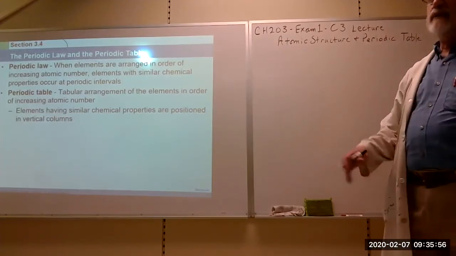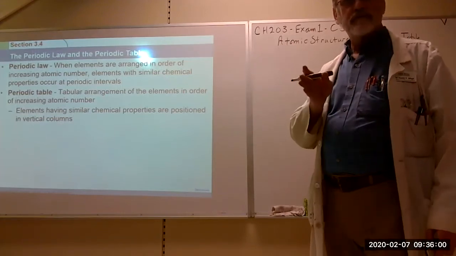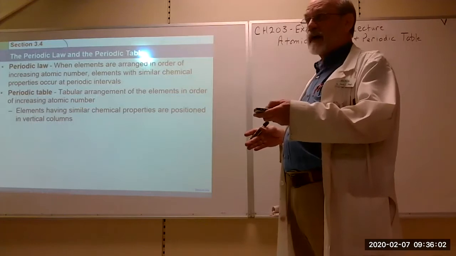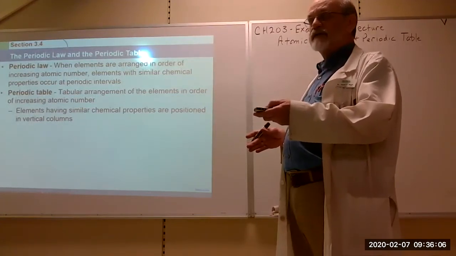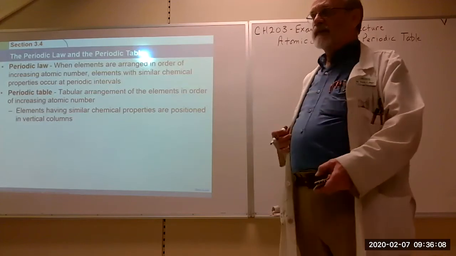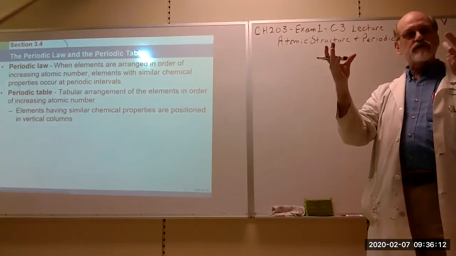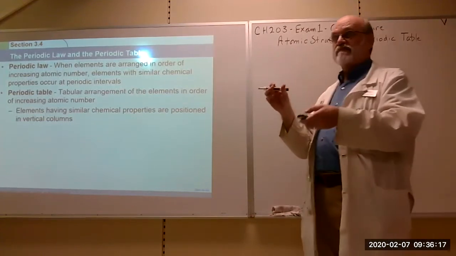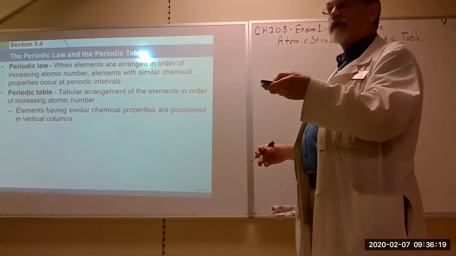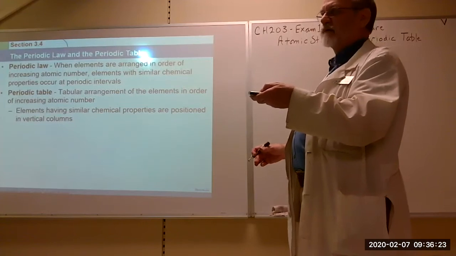Now, the vertical columns are the groups of elements that have similar properties. So these are right here on the left. Those are the alkali metals. They all have very similar properties, and their outermost electronic structures are similar. Okay? Same thing for alkaline earths. And we skip these temporarily. We'll come back to them later.